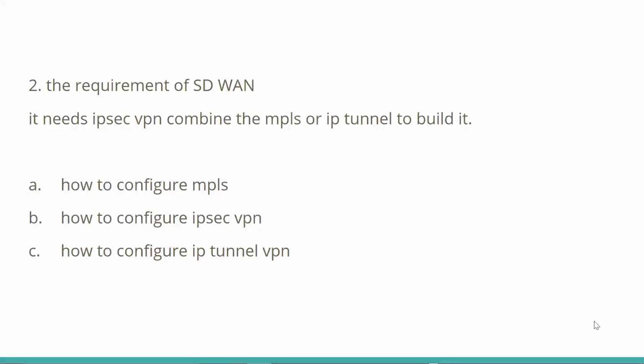The requirement of SD WAN. It needs IPSec VPN combined with MPLS or IP tunnel to build it. So I'm going to show you how to configure the MPLS, the IPSec VPN and the IP tunnel VPN.